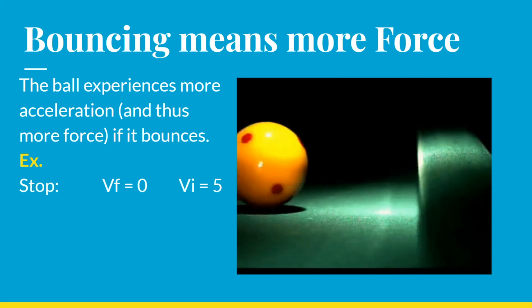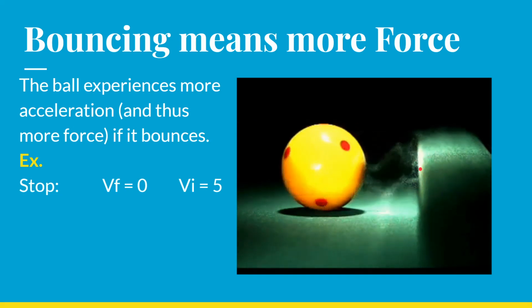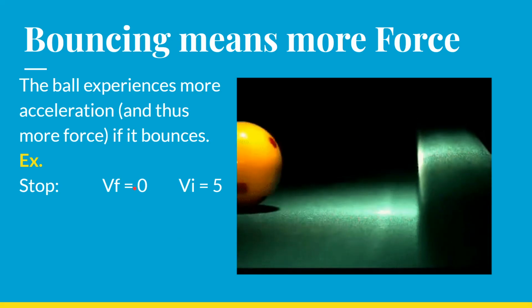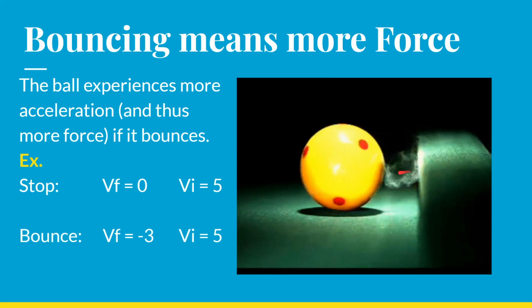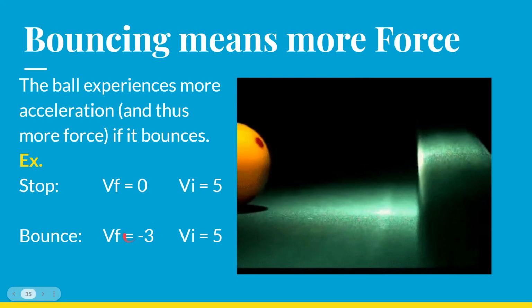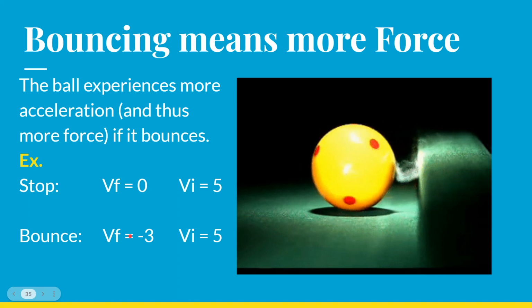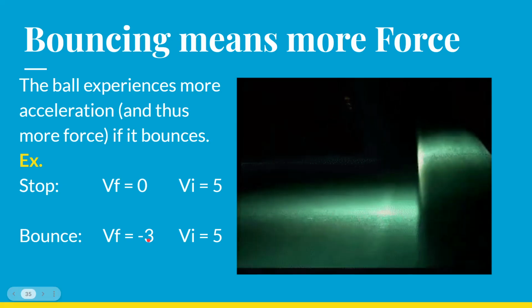If the ball was to stop, this one doesn't, but let's pretend for a second that it stops. Let's say it's going 5 meters per second initially and it stops. Okay, versus one that bounces. This one is still going 5 meters per second initially, but now I'm going to say it bounces back with a final velocity of 3. But that's the other direction. If it bounces backwards, your sign needs to be different. So my initial is 5, my final is -3.